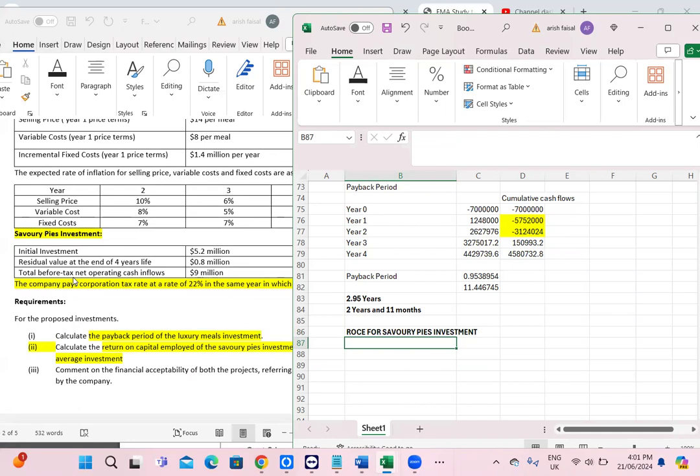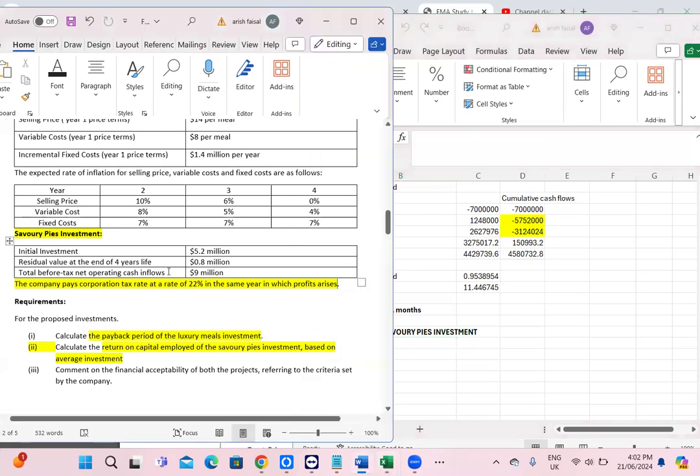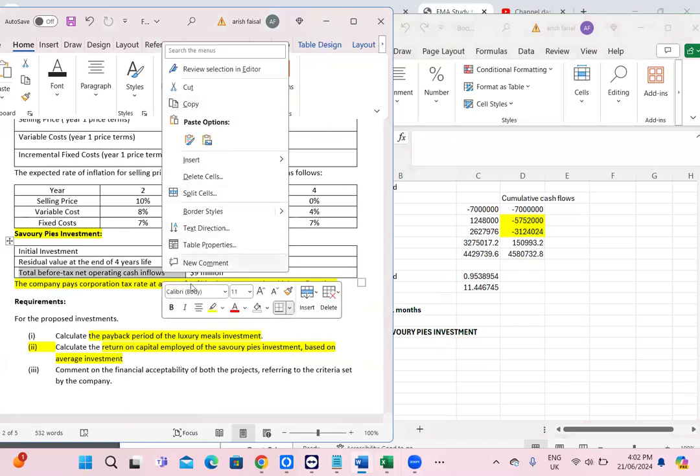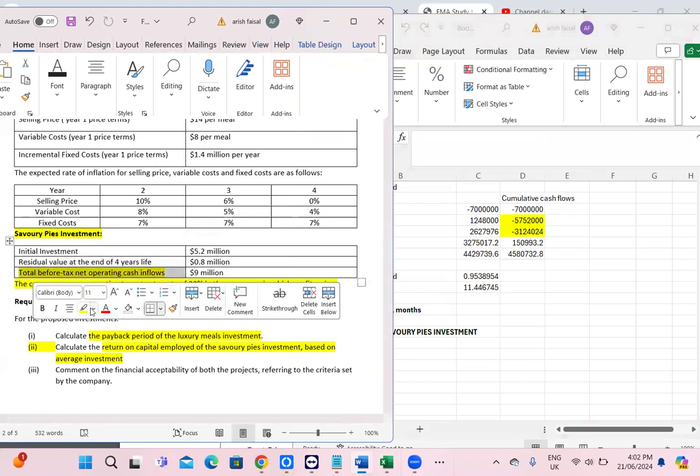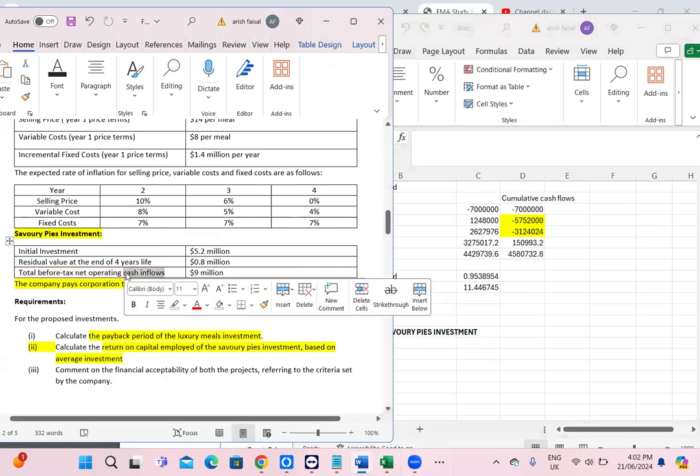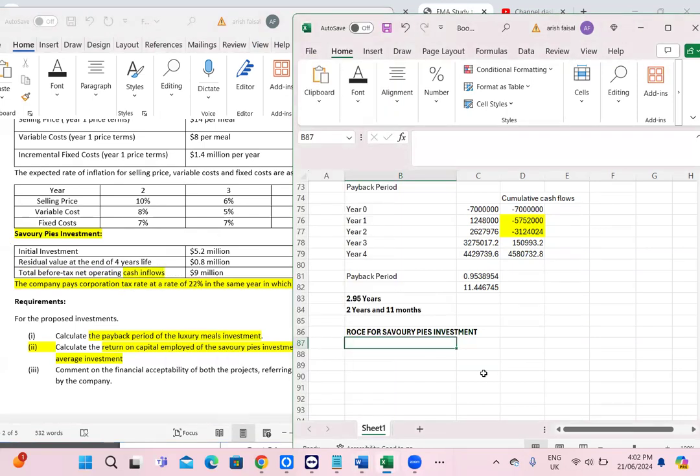So there's no tax impact for this savory pies investment because in ROC we take the profit before interest and tax, right? So we don't have to incorporate tax into it. However, you can see that this information is given to you in inflows. So if it's in your inflows, I need to convert it into the profit actually. Okay. You can see that we are talking about your inflows over here. So this one, that's the important part. So if it's in inflows, we need to convert it into profit.